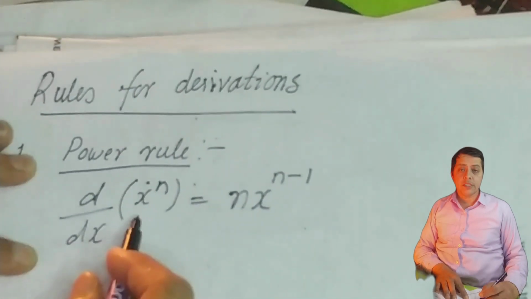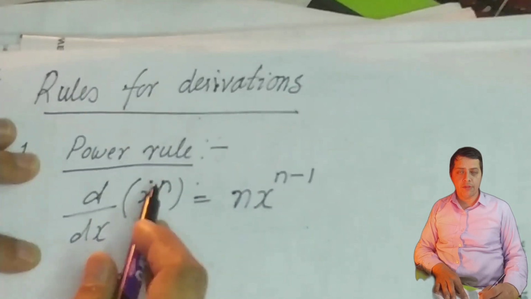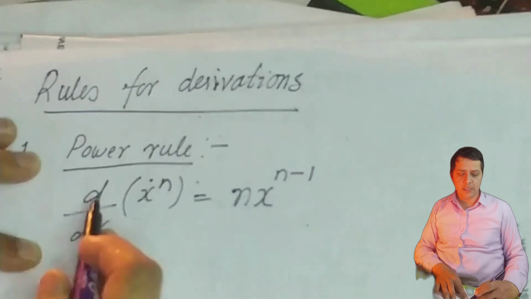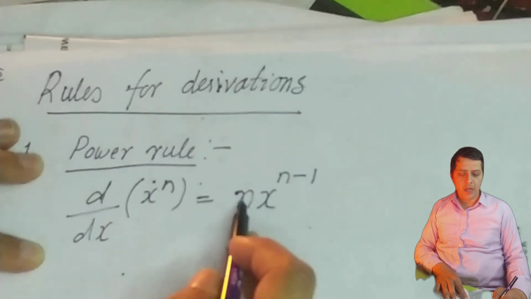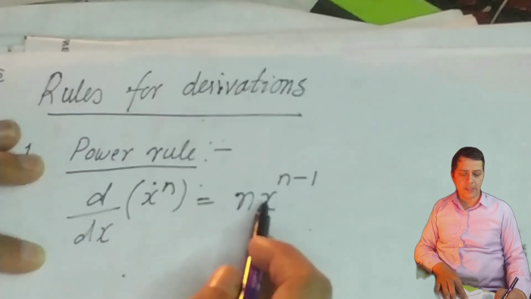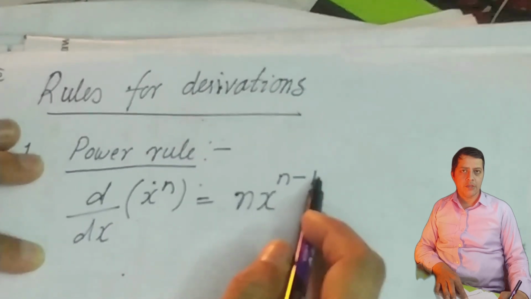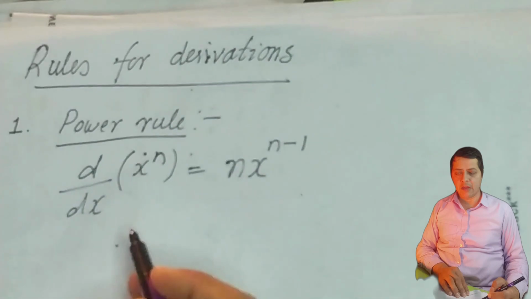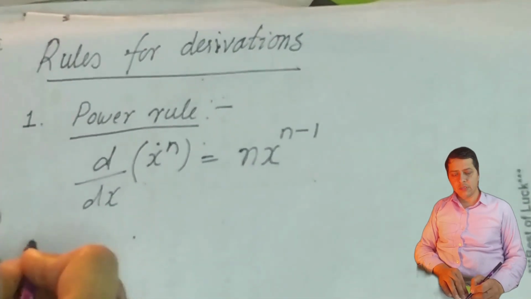So here you just check d x to the power of n. If there is a function like this, we can get d x to the power of n by dx is equal to n, the one which is here, and x, the one which is here, to the power of n minus 1. So that's what is power rule. We will do some examples of power rule and I'll help you out. Okay, so let's go with the other rule to learn.